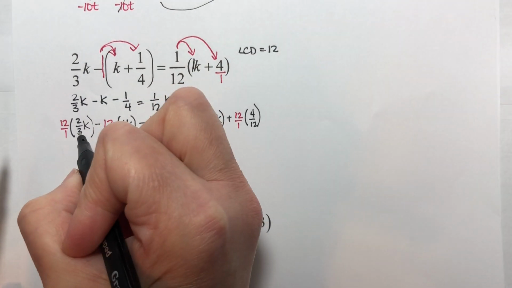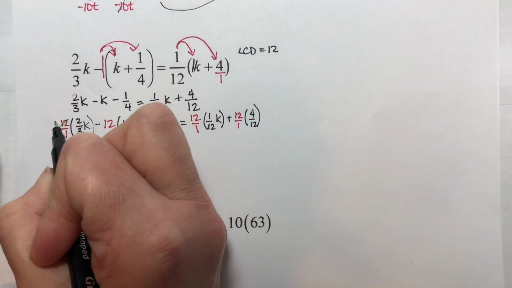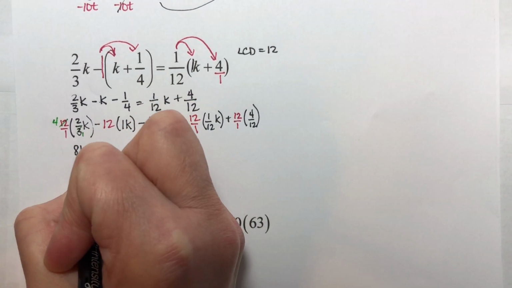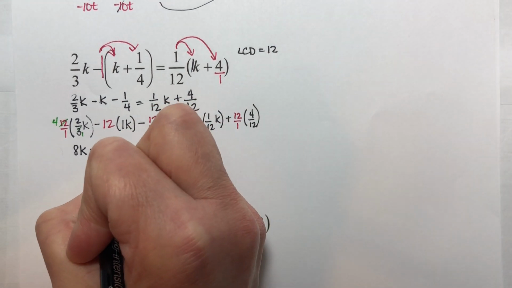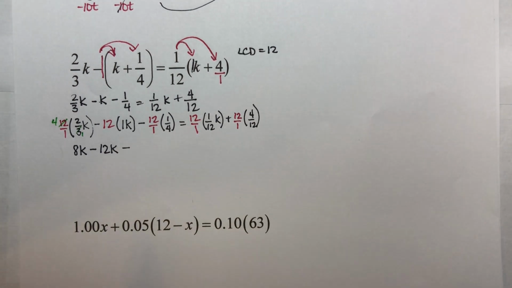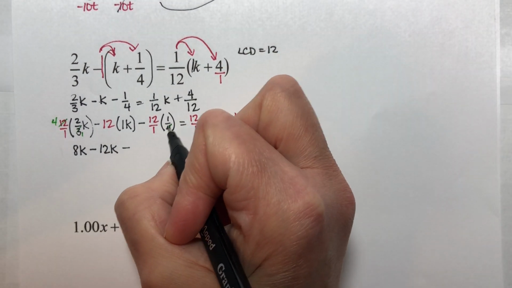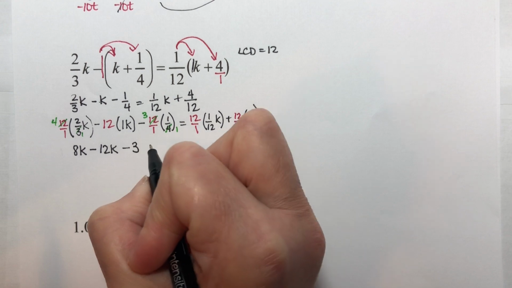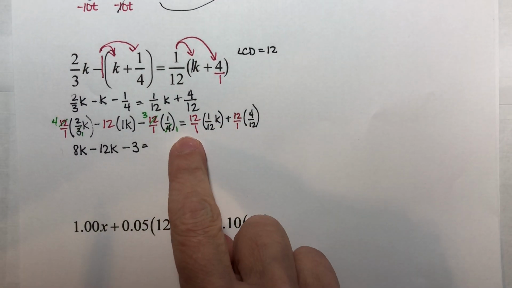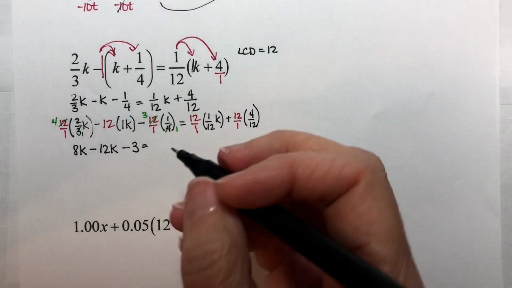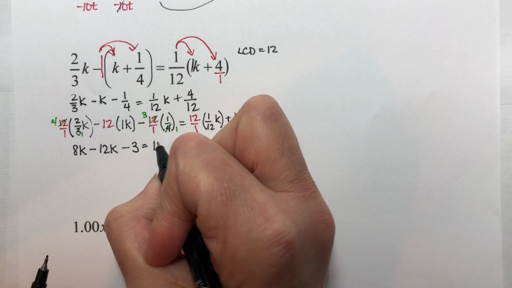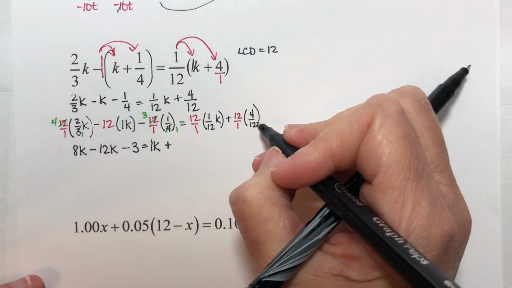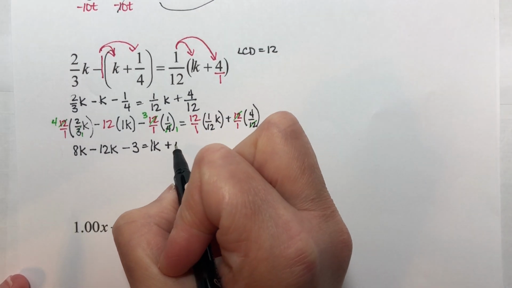Now every denominator should go away. This, the 3 and the 12, if I divide that by 3, I get a 1. Divide this by 3 and I get a 4. 4 times 2 is 8, so this is 8k minus 12 times 1 is 12k, minus. The 4 and the 12 will reduce. Divide that by 4, you get a 1. Divide this by 4, you get a 3. 3 times 1 is 3. Equal to. 1/12 and 12 are reciprocals, so that is simply a 1k. I'll write the 1 in. Plus, in here, the 12s cancel out, and I get a 4. So I have 1k plus 4.